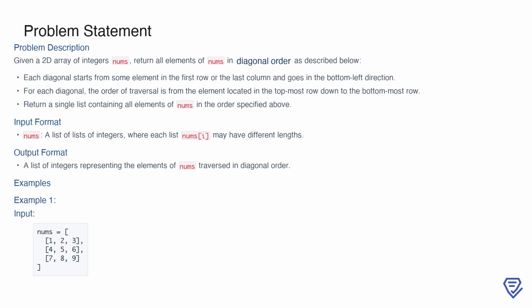The given input format is a list of lists, where each inner list may have a different length. Our goal is to return a single list as the output, representing the diagonal traversal of the input. This approach allows us to handle irregularly shaped 2D arrays, making the problem both unique and versatile.